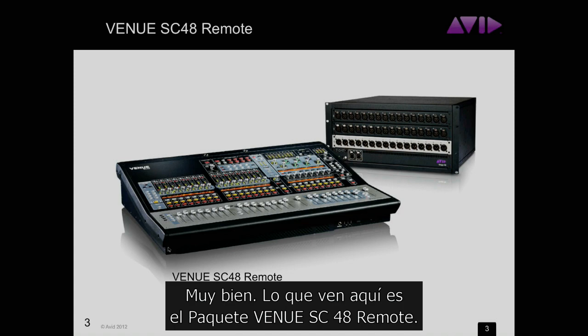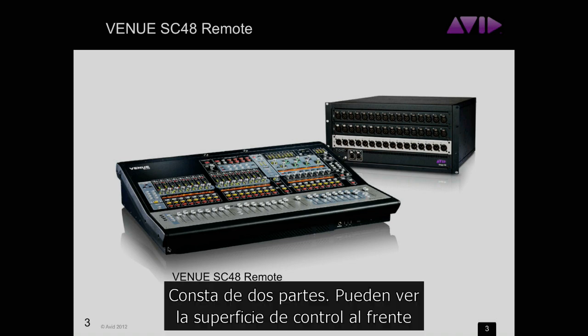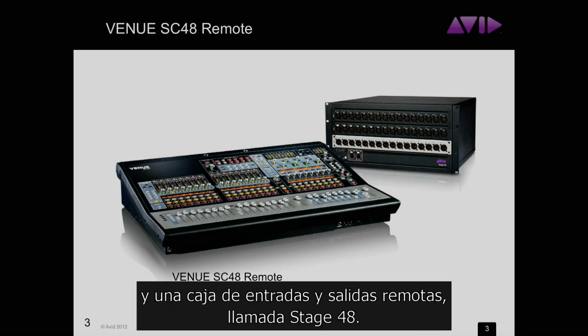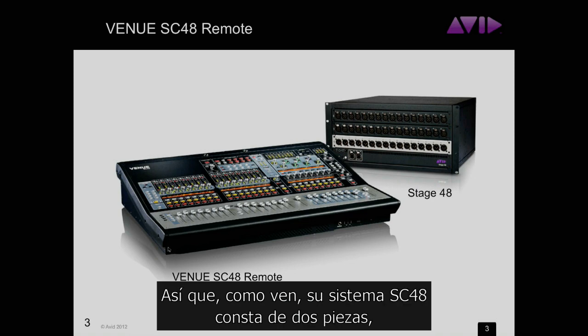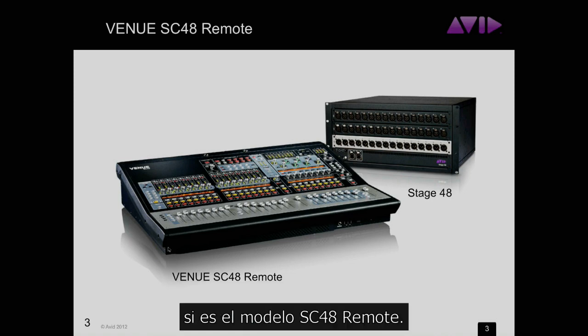All right, so what you see here is the Venue SC48 Remote package. It comprises two parts now. As you can see, we have the control surface in the foreground, but also a remote I/O box called Stage 48. So your SC48 system is going to comprise at least two pieces if you're in the SC48 Remote model. Okay?